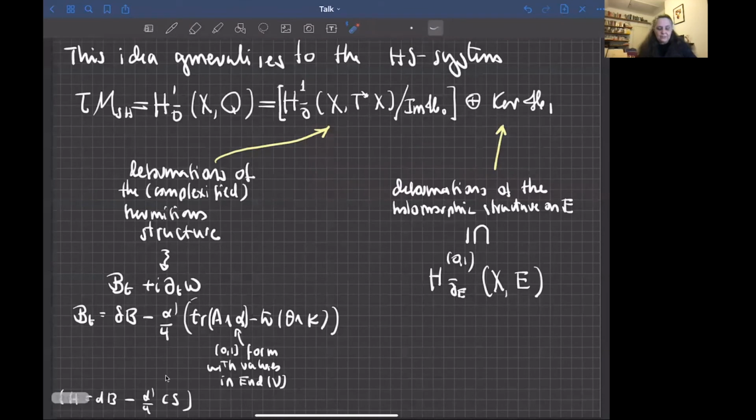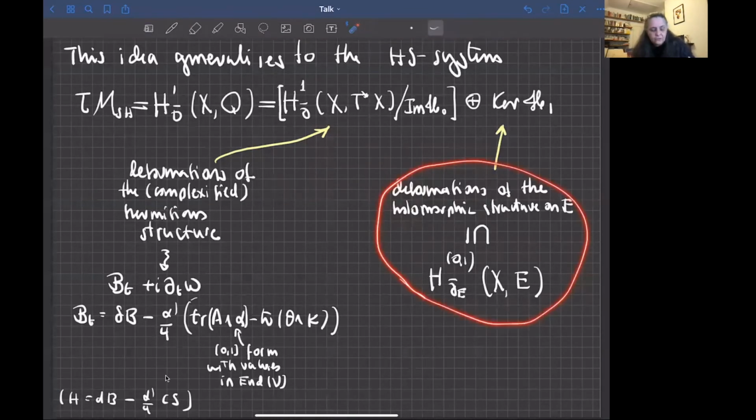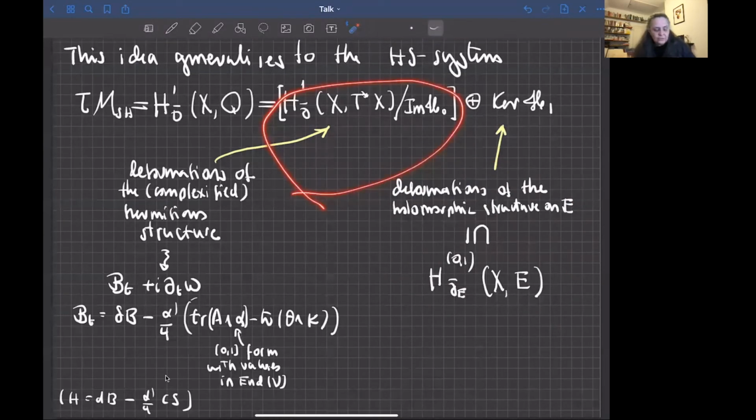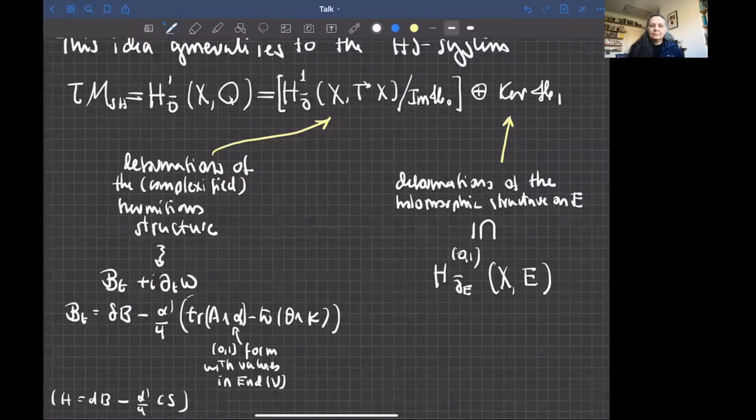There is a split, in some sense, between the holomorphic structures and the deformations of the Hermitian structures, at least infinitesimally. Unfortunately, this is all I can tell you about today. I run out of time. So let me just finish with some conclusions.